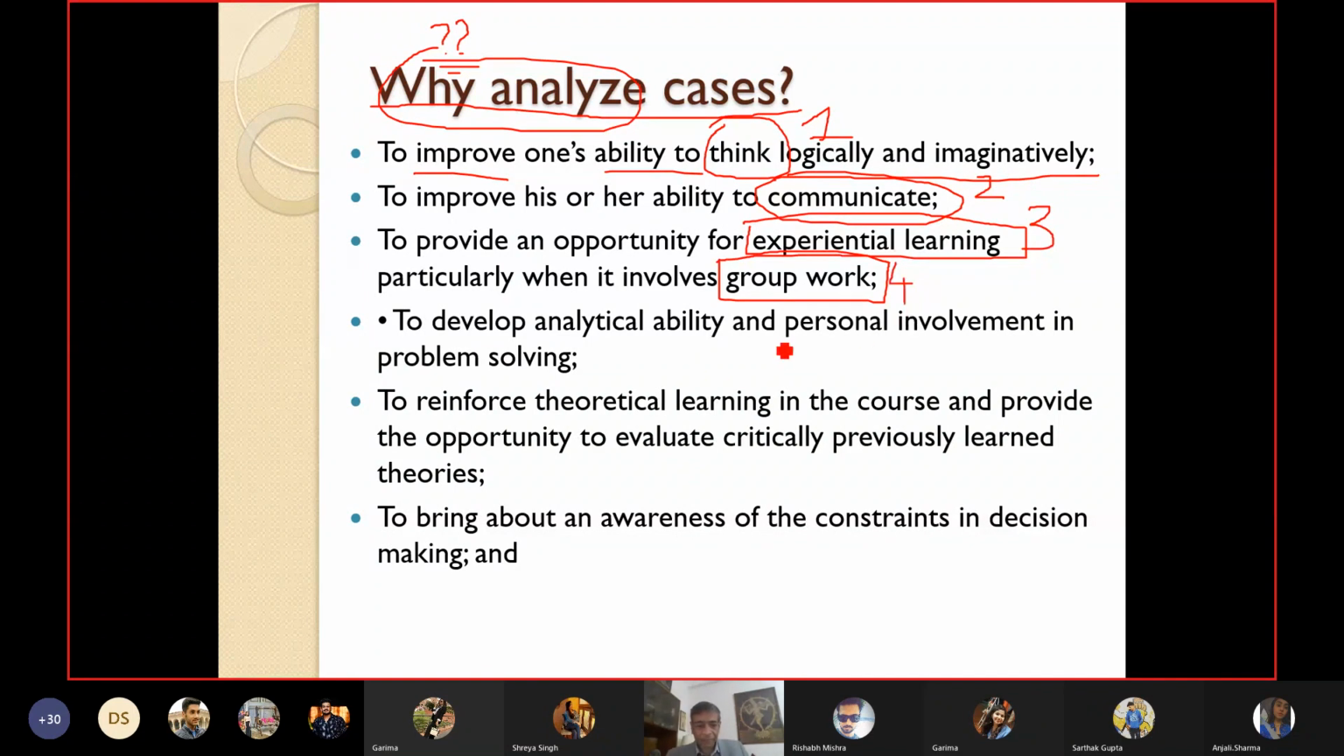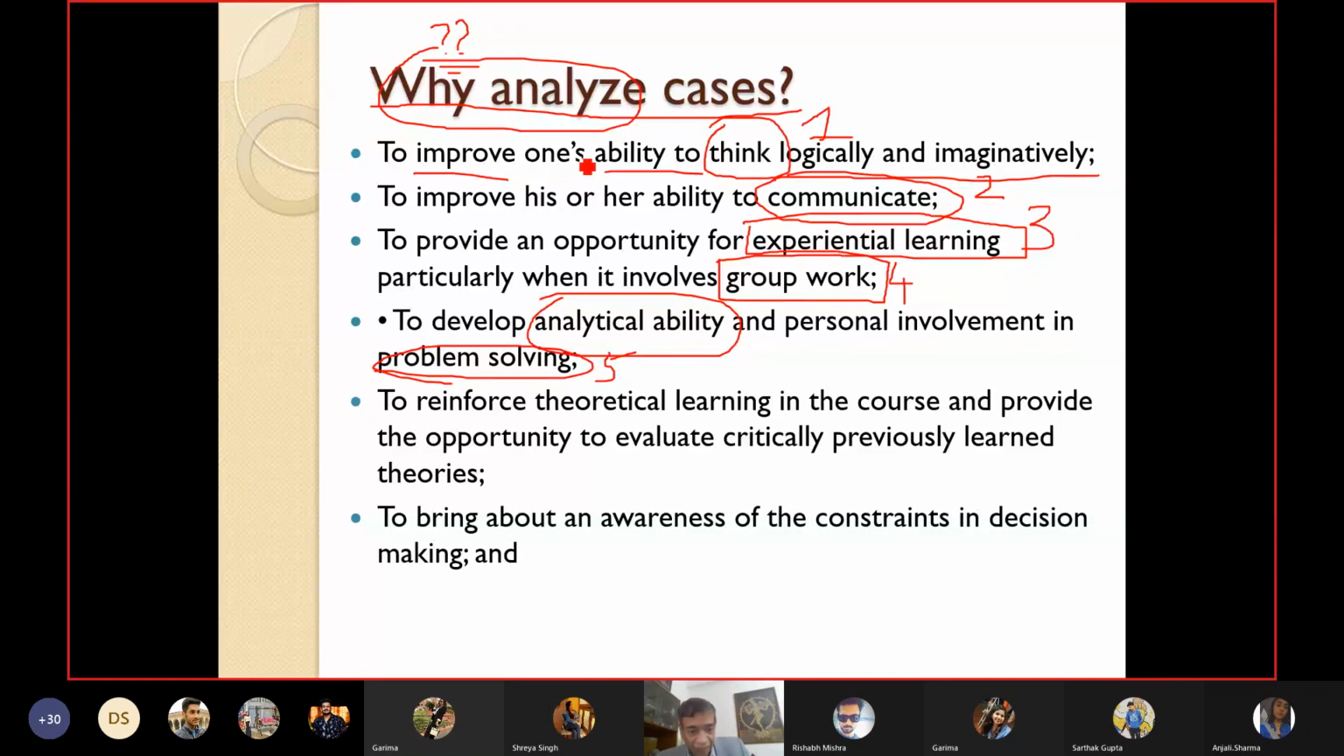work dynamics. The next reason, the fifth reason, is to develop analytical ability. You analyze situations and you come out with solutions. So this is point number 5. So A, you think better. B, you communicate better. C, it is a part of experiential learning. It involves group work. It develops your ability to come out with solutions.